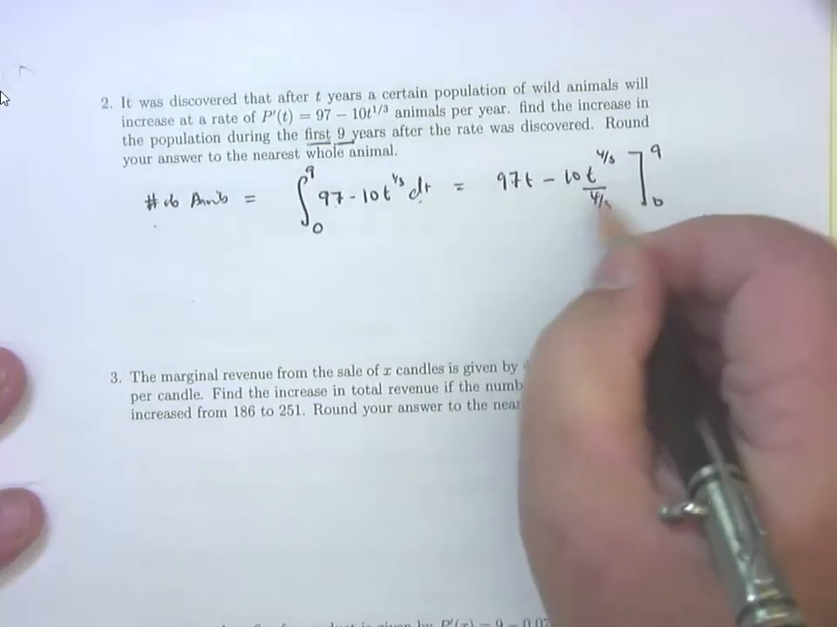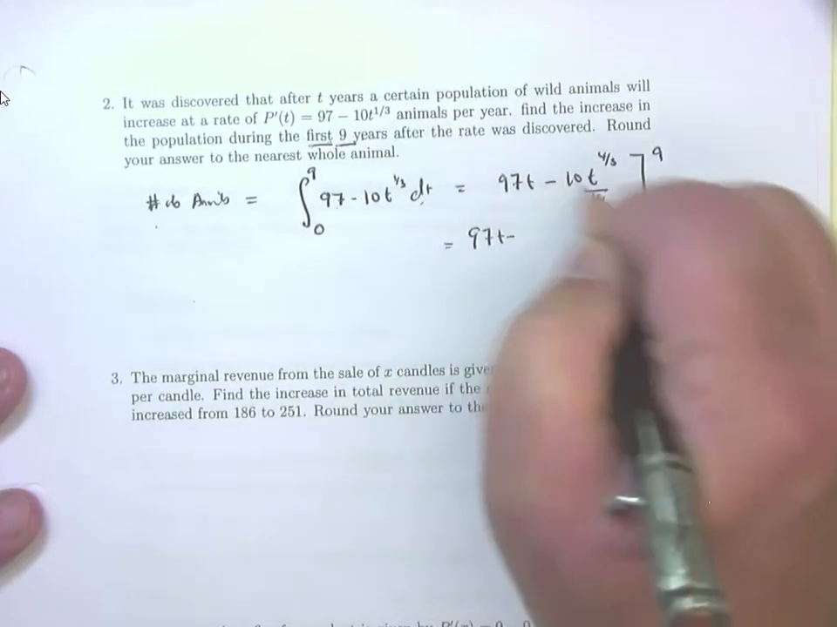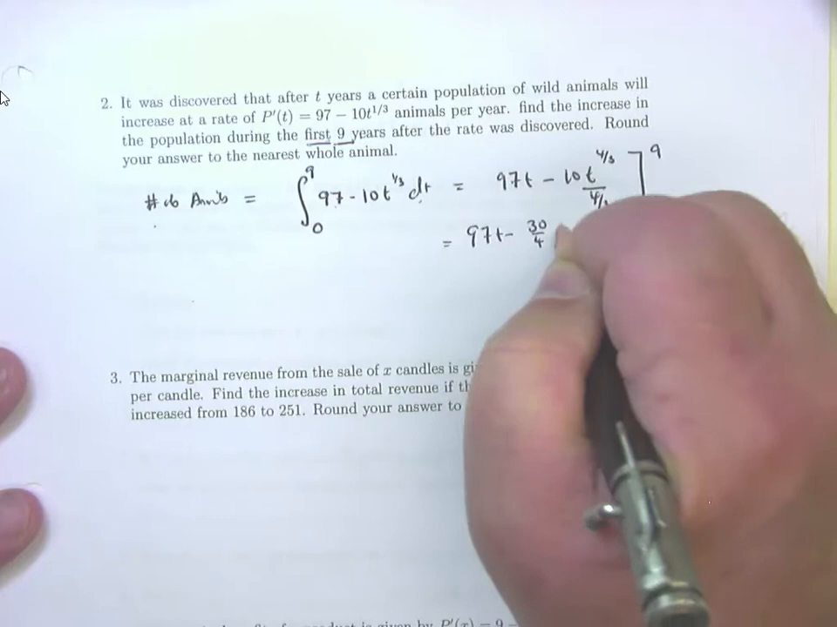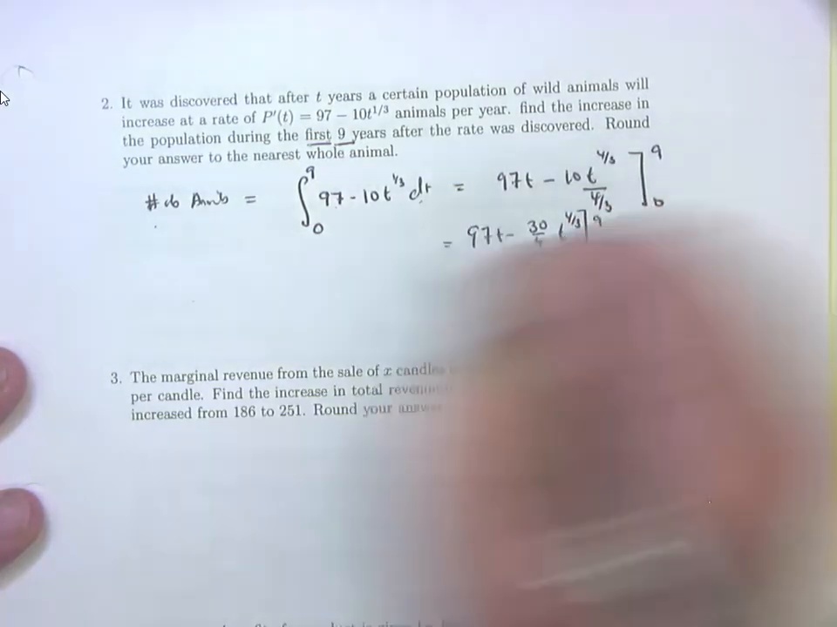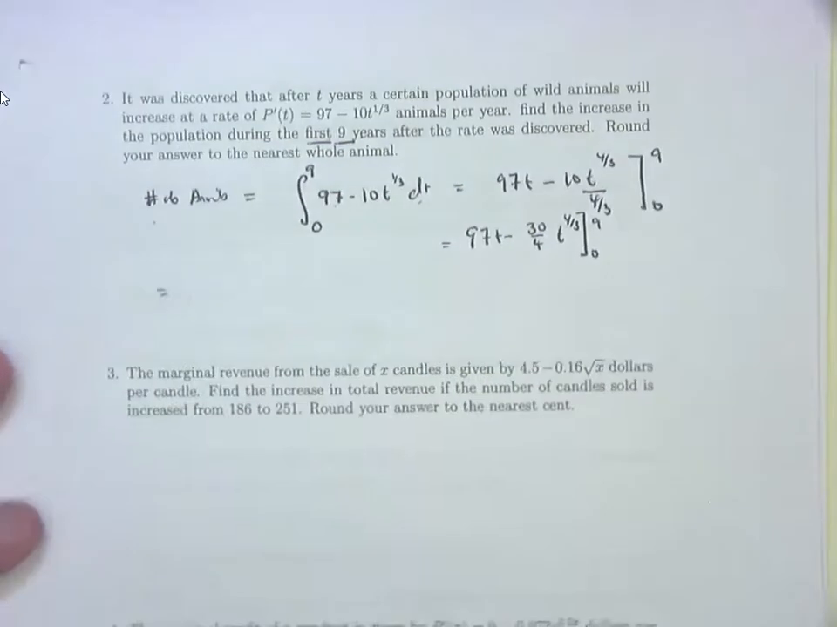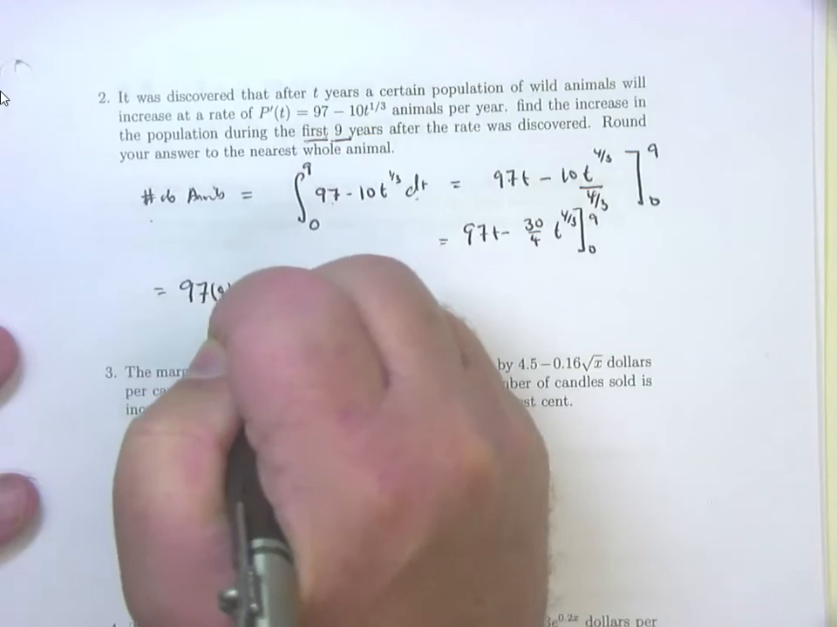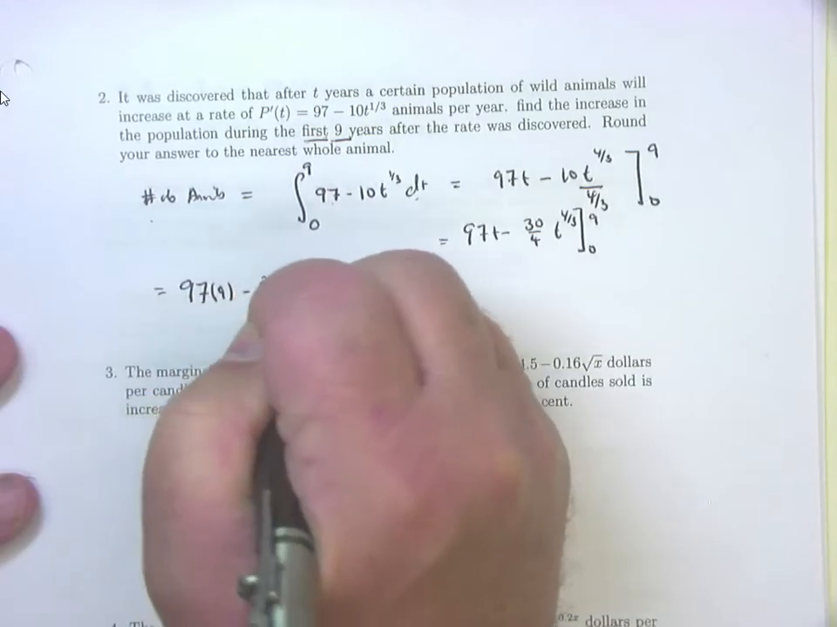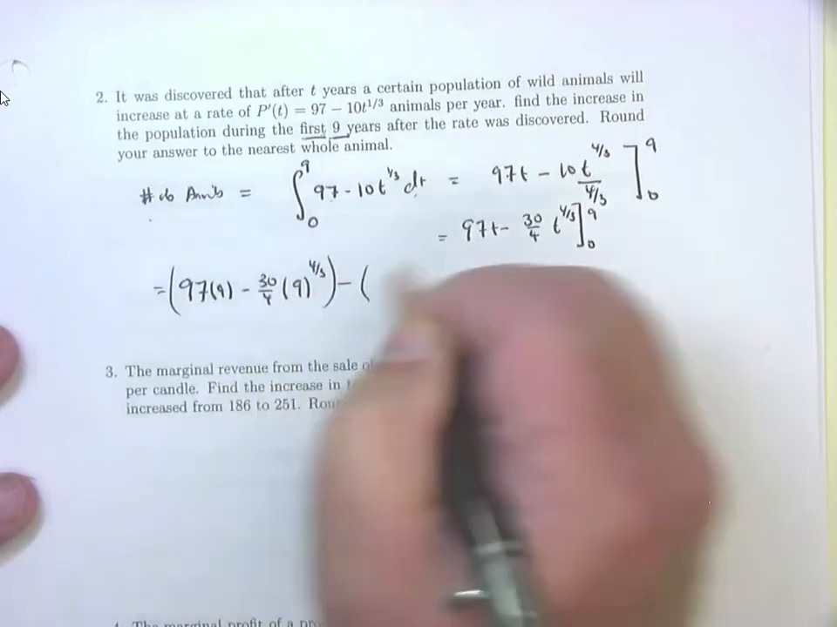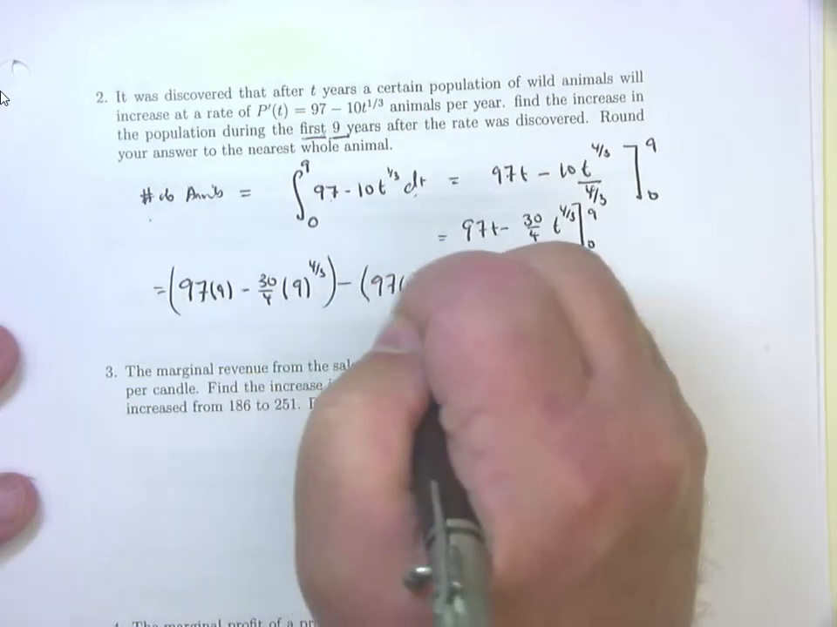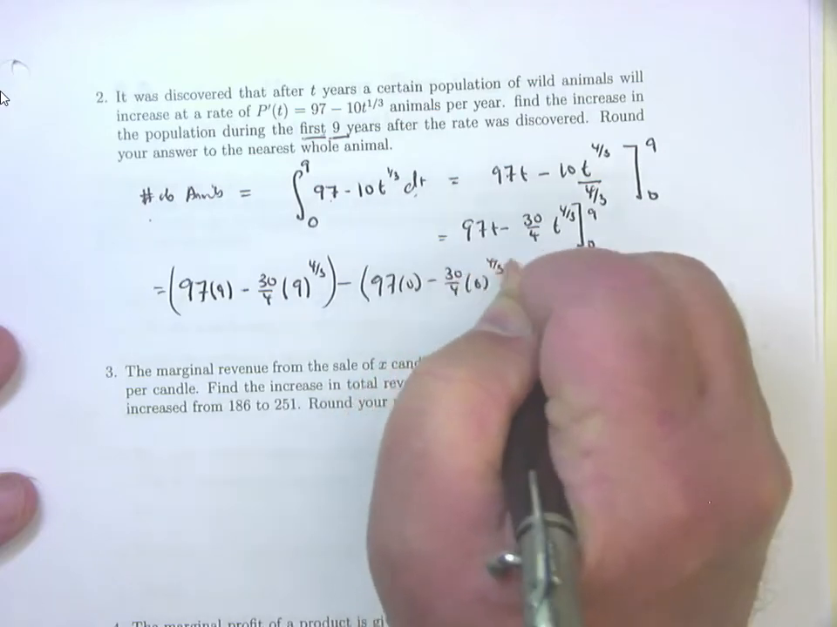I would clean this up, flip and multiply. This would give me 97t minus 30 over 4 t to the 4/3, evaluated from 0 to 9. And then fundamental theorem, plug in top minus plug in bottom. This would be 97 times 9 minus 30 over 4 times 9 to the 4/3 power, minus 97 times 0 minus 30 over 4 times 0 to the 4/3 power.